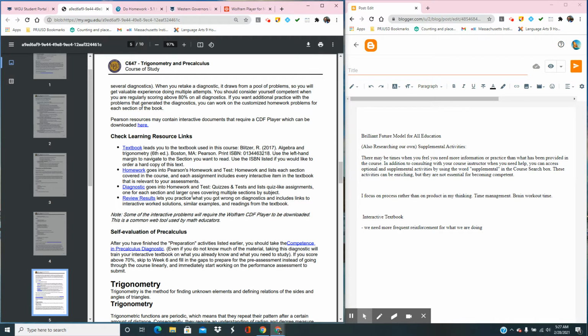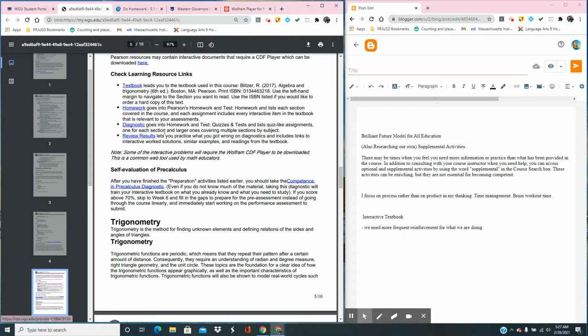Diagnostic goes into homework and tests, quizzes and tests, and lists quiz-like assignments, one for each section, and a larger one covering multiple sections. Okay, by subject. All right. Review results lets you practice what you got wrong on diagnostics and includes links to interactive work solutions, similar examples. Okay, so these two are kind of supplemental.